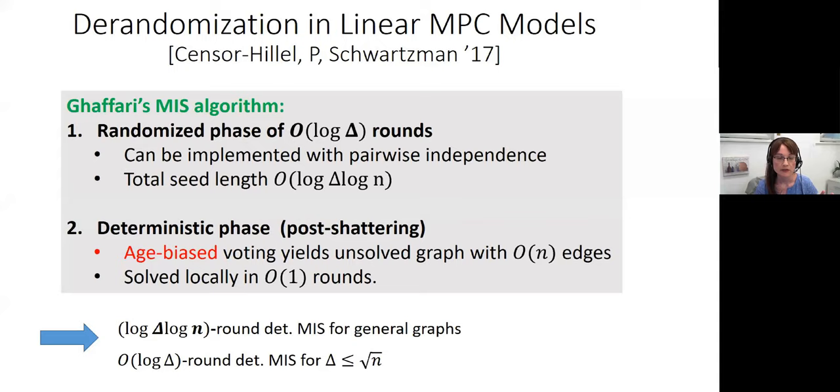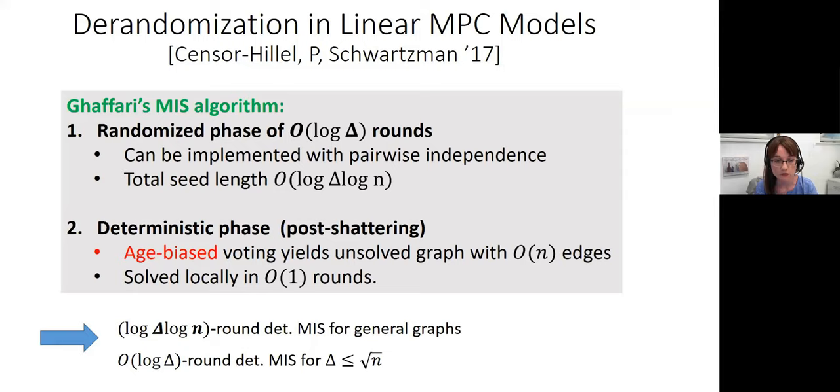So our algorithm was to notice that first, each of the rounds in the randomized phase of Ghaffari's algorithm can be implemented with pairwise independence. And that means that overall, the nodes should decide on log delta times log n random coins, and they do it in a bit-by-bit manner. In the second phase, we had to work a bit harder in order to reach a situation where the number of undecided nodes, those that still didn't decide if they are in the MIS or not, induce a subgraph of linear size. At that point, we just collected everything to a single machine and we completed the computation locally. Okay, so with this approach, we obtained a log delta log n round deterministic algorithm for MIS. And if delta was at most square root n, it could be optimized to get a log delta round algorithm.